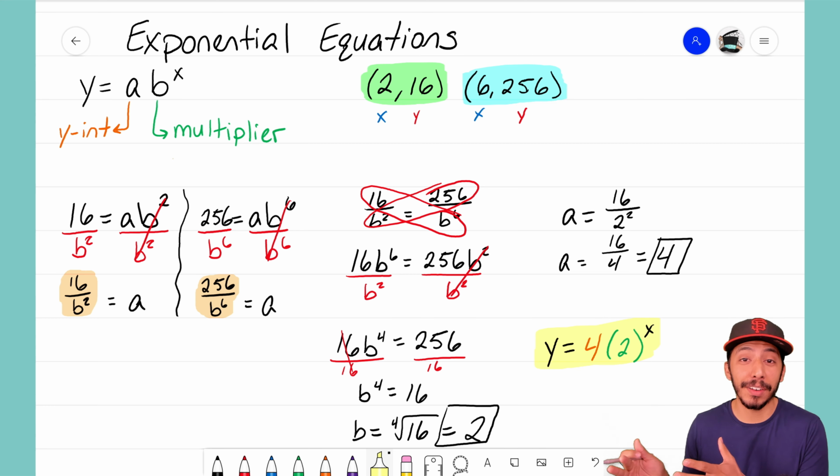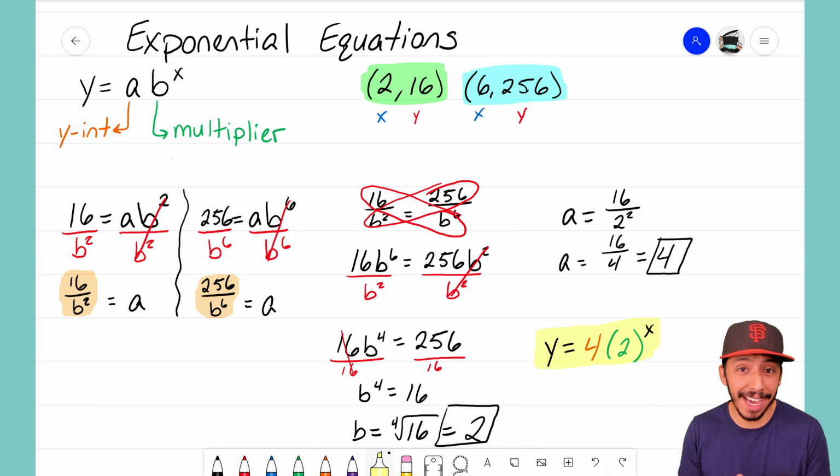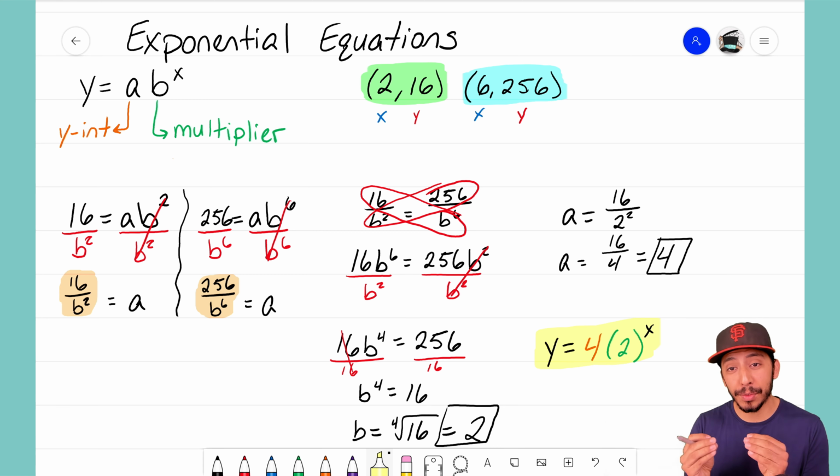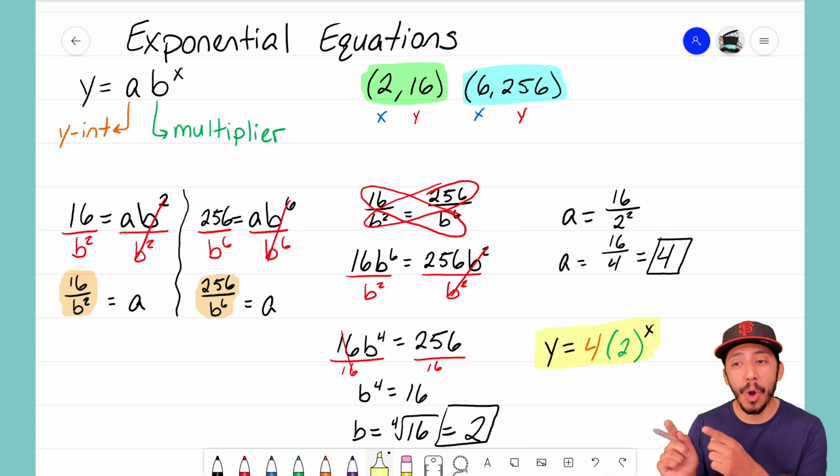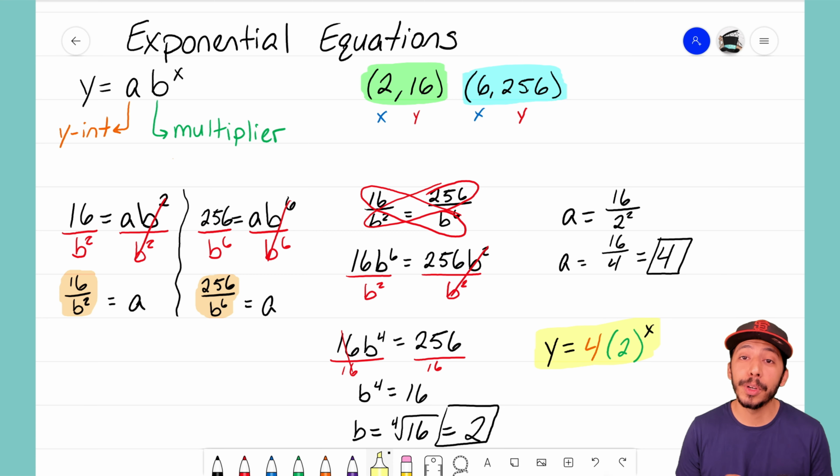Again, is this very heavy with the math? Yeah, I agree. That's a lot of math skills that we have to use. But if you follow this process, you will always be able to figure out your exponential equation when you're given 2 points. It's that math magician, and I'll see you on the next video.